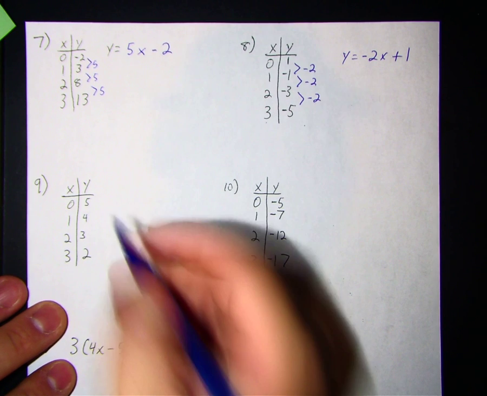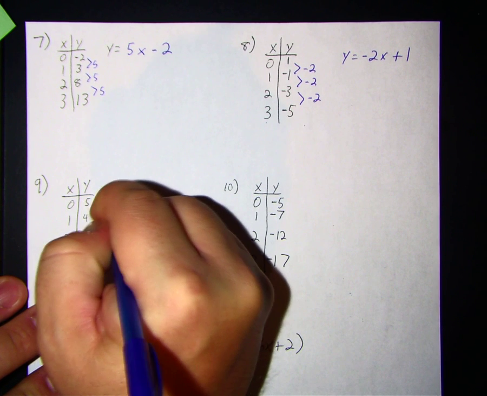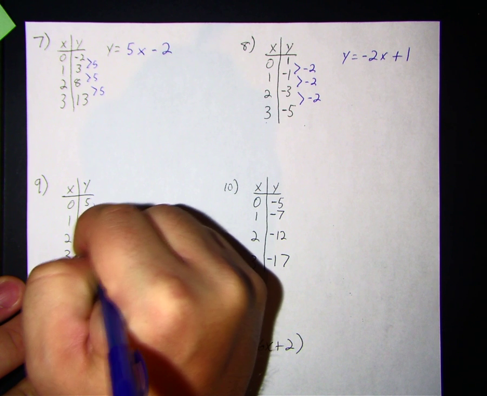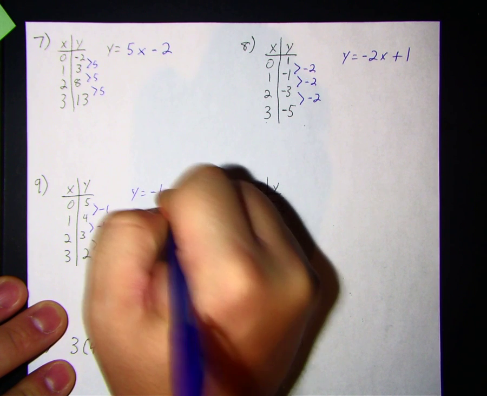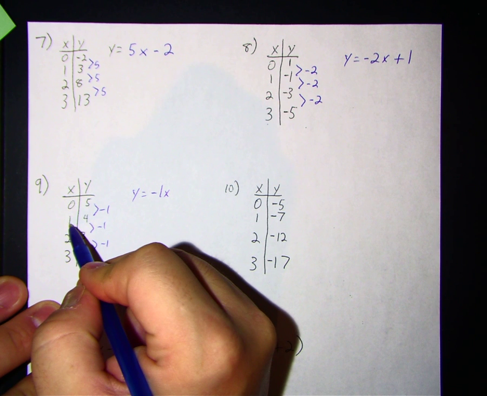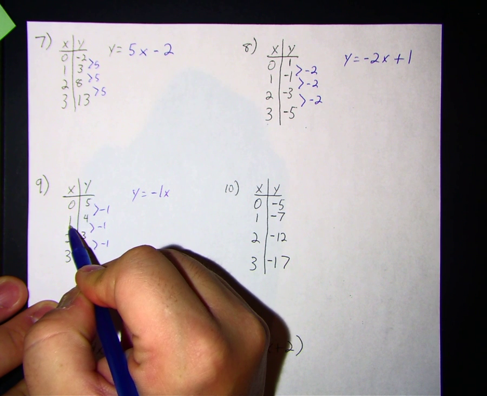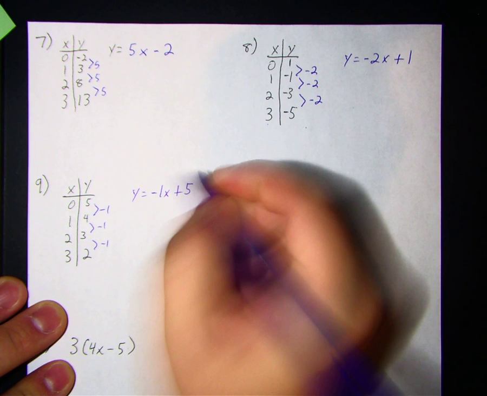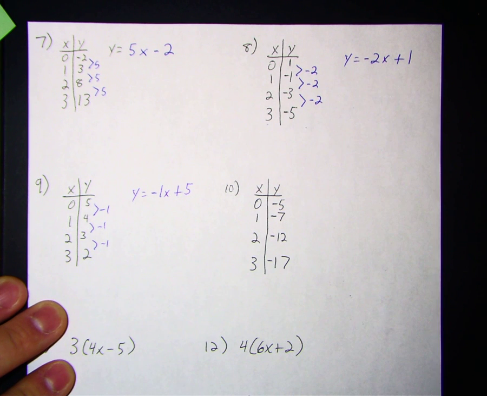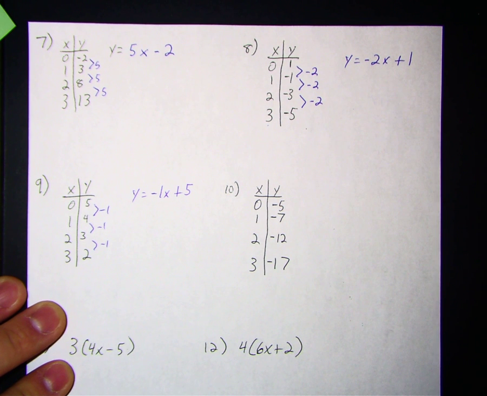Number 9, the difference here is negative 1. So you have y equals negative 1x. 1 times negative 1 is negative 1, plus 5 is 4, or 0 plus 5 is 5. So that's how you get that one, or negative x plus 5.